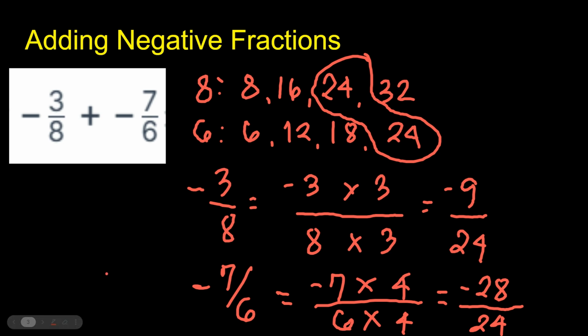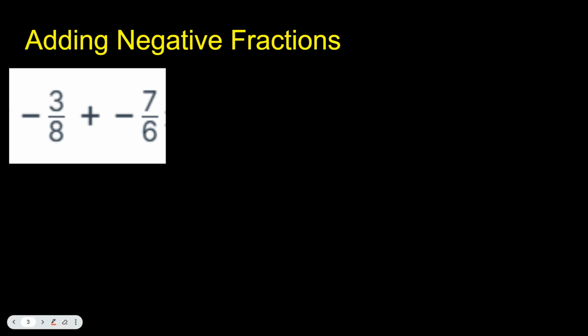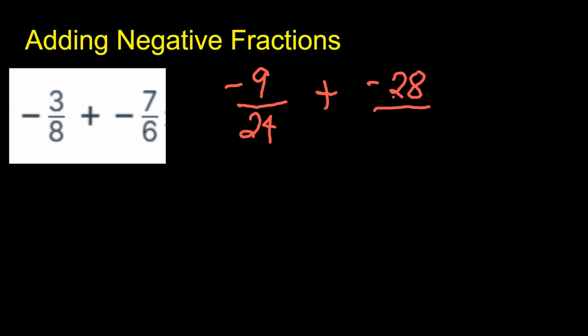So we need more space, so we need to erase this one. I hope you're getting it. Now, since we already have negative 9 over 24 plus negative 28 over 24, see, we now have a common denominator. We'll just write 24 as our denominator.